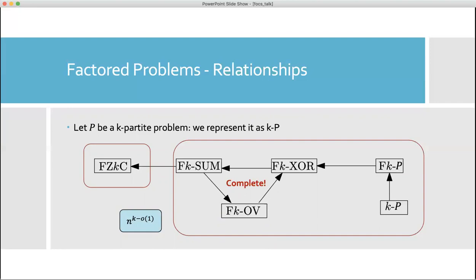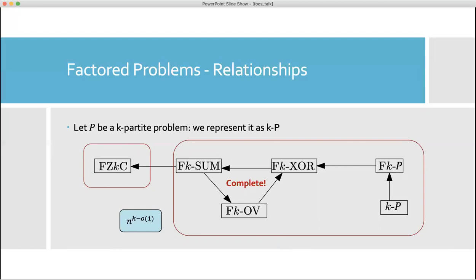The reason that I've divided this figure in two parts is because factored 0 KClick doesn't have only vectors as inputs. It also has a graph as an input. So it shows that we can define factored problems for problems that don't have only vectors as their input. And so the problems on the right-hand side only have vectors as input.